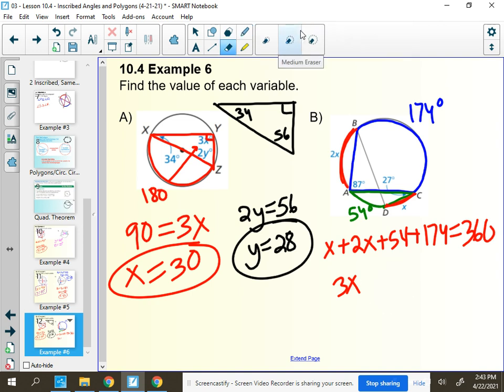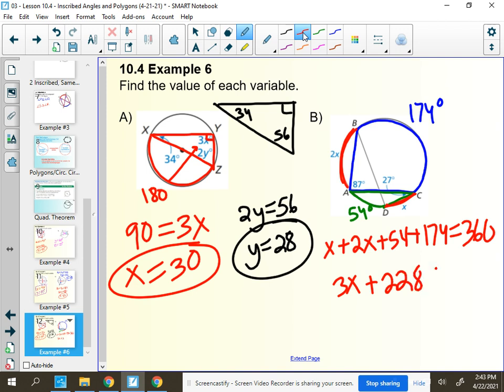So 3x plus, sorry, 54 plus 174 is 228. 3x plus 228 equals 360. We'll subtract that 228 and get 132. Divide both sides by 3 to get x equals 44.